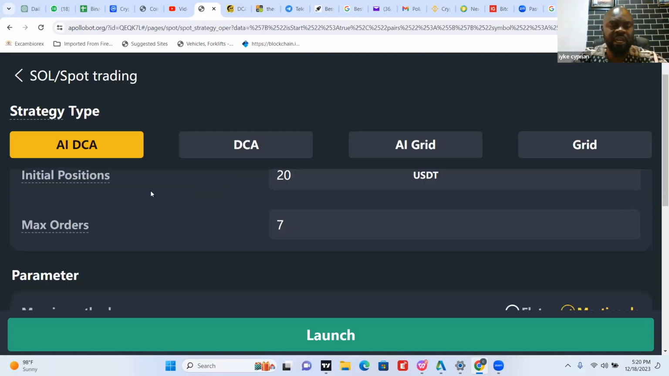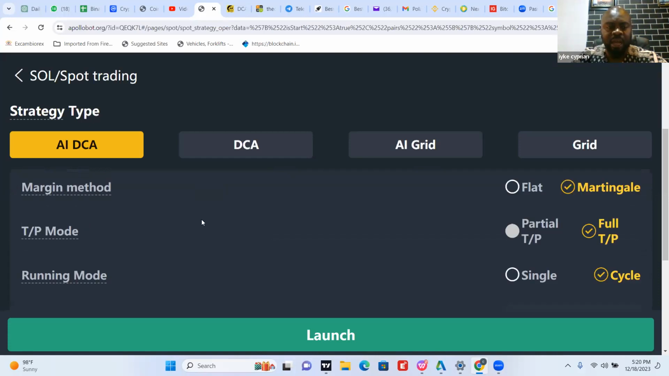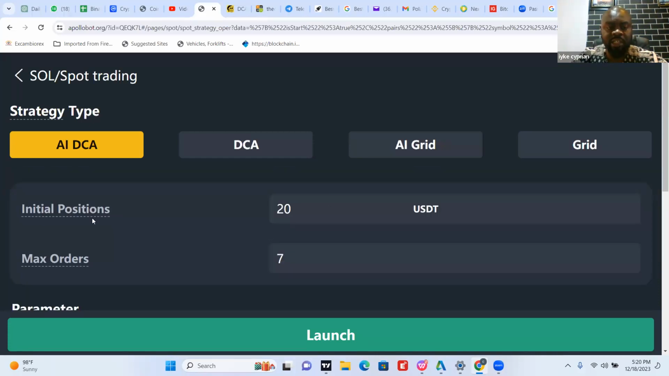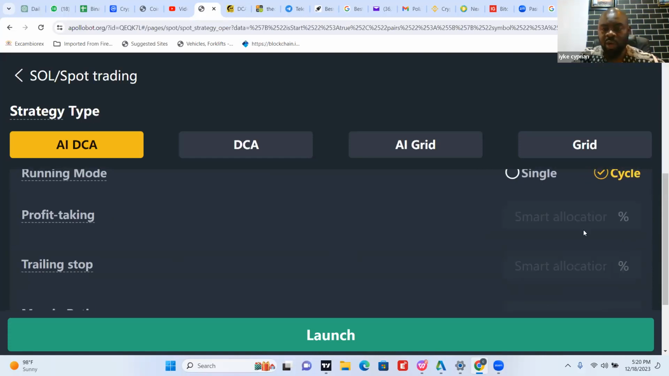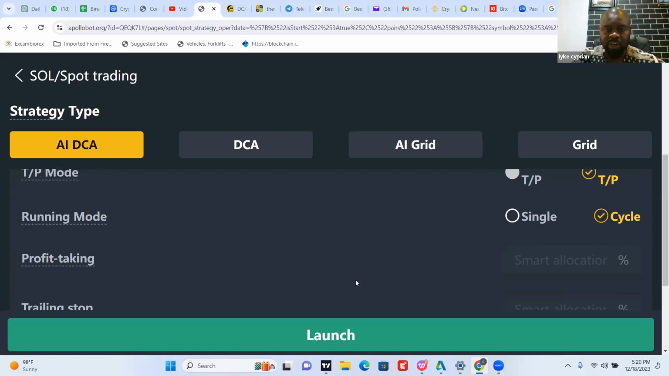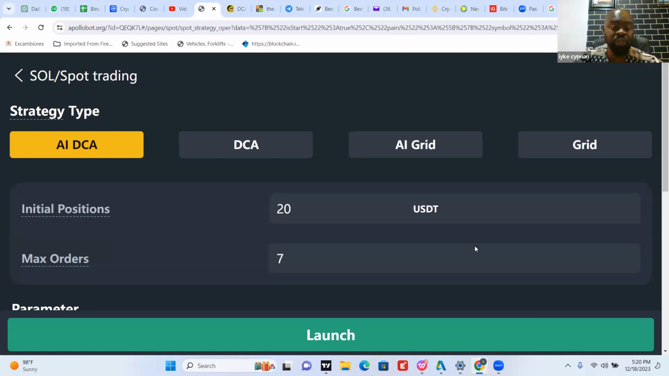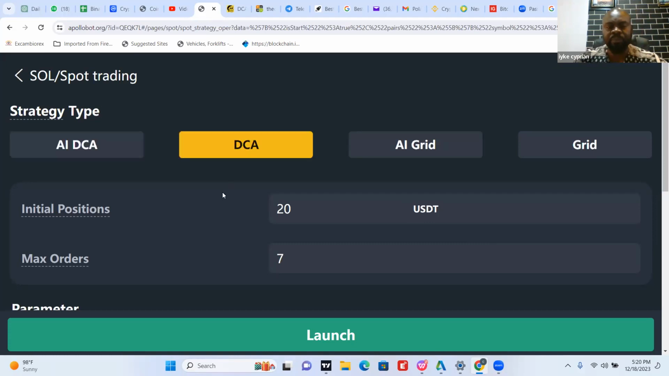So now the AIDCA, I pick this coin this way, and I say, okay, my initial position is 20, my maximum order, this is AIDCA. You leave it this way, then everything is automated. You can see it's quite automated. So when you're done, you just tap on launch. All right, you tap on launch. So this is according to your capital. Okay, so when you're doing the DCA, this is the DCA.